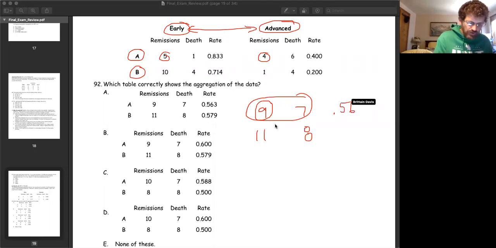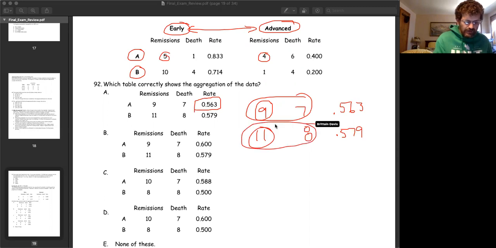0.563, because we can see that's how they put it there, 0.563. And then 11 divided by 19 is going to be 0.579. Again, it's 11 out of the total 19 to give us that. So it looks like A is the answer.